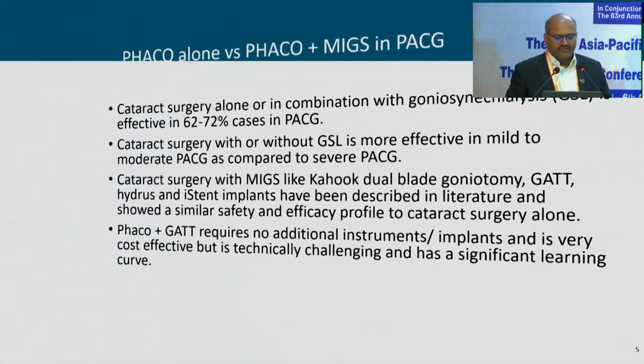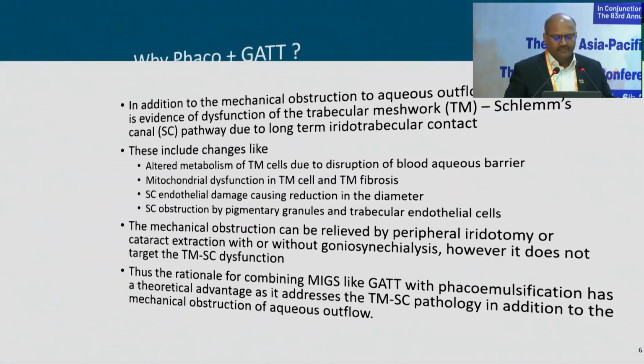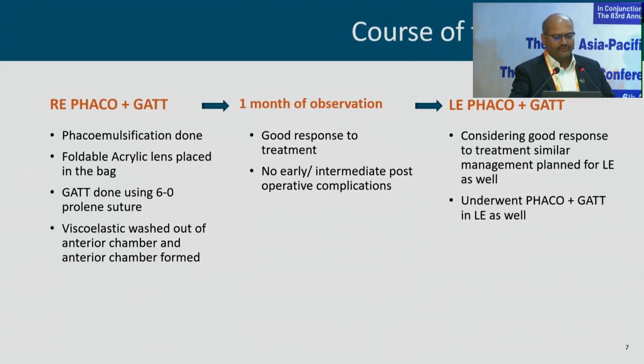But what we did was we did a GAT for her, phaco GAT. So we did a phaco GAT using a 6-0 proline suture, and she had good response to treatment at 1 month. And then we offered the same thing to the left eye as well.